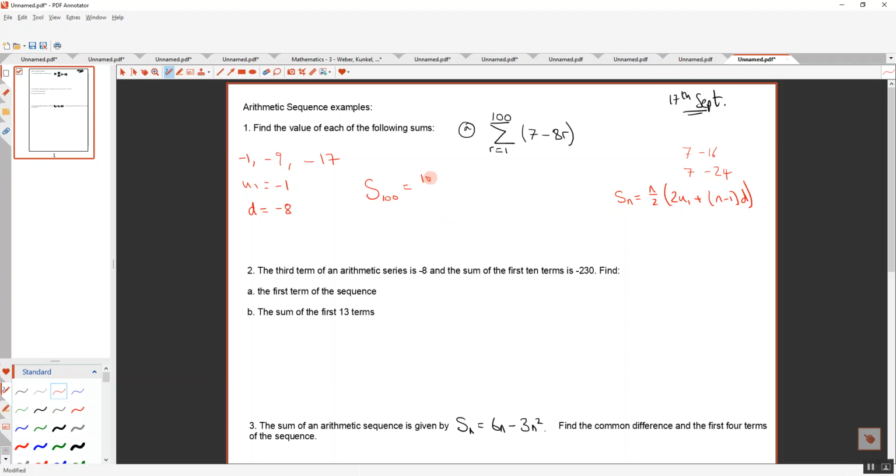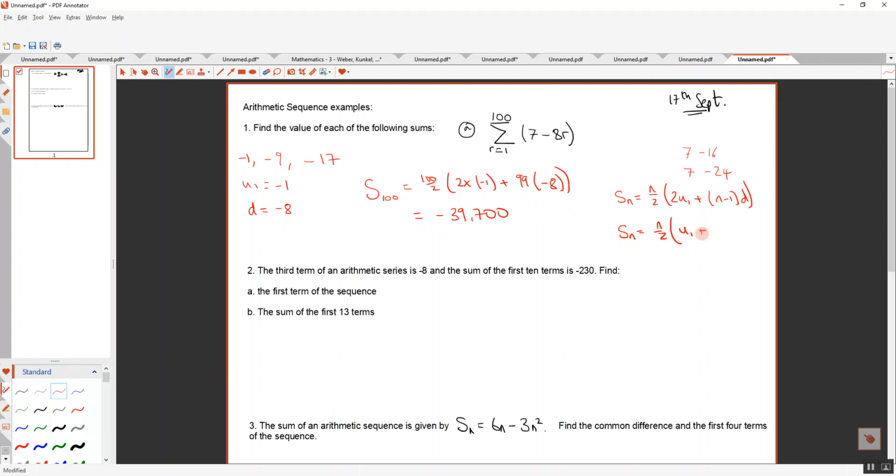So it's 100 over 2, 2 multiplied by u1, which is negative 1, plus 100 minus 1, so that's 99, times negative 8. Put that all into your calculator in one go, and you get, what did you say again? Negative 39,007.